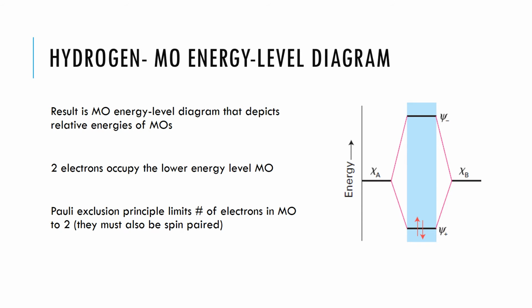And you'll learn about this in further chemistry study, that we use something here called the Pauli exclusion principle, which essentially limits the number of electrons in a molecular orbital to 2 and tells us that they must be spin paired. So one electron is spin up and one electron is spin down.